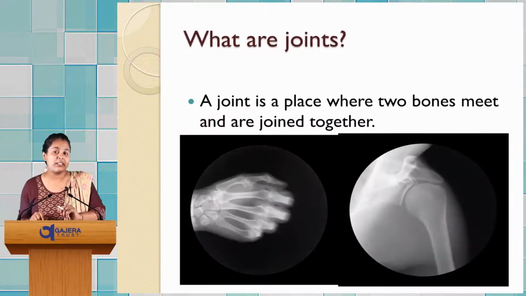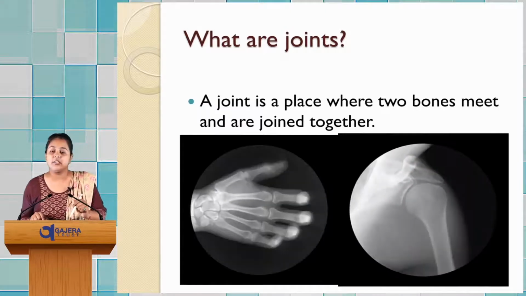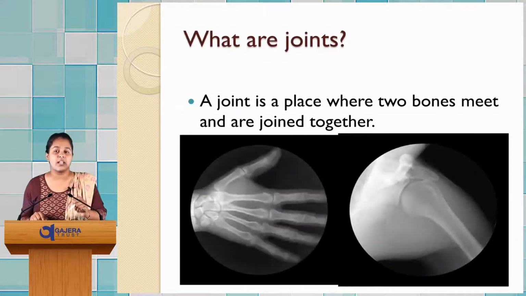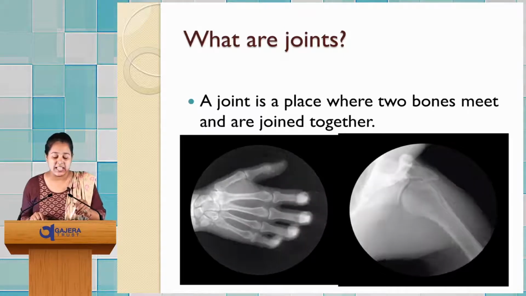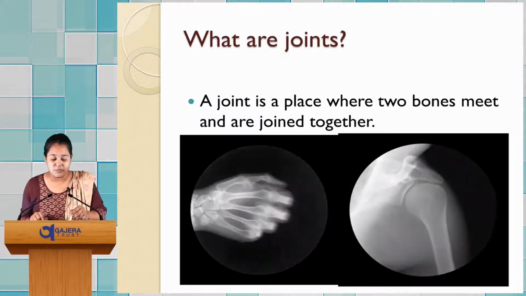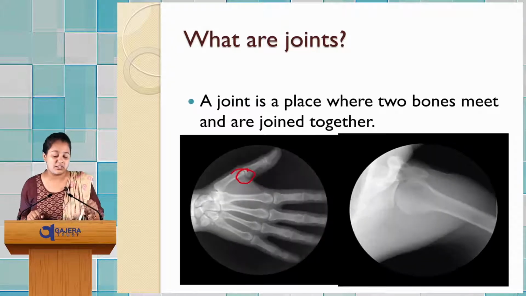Before we learn about the types of joint, we must know what are joints. So over here we have the simple definition of joint. A joint is a place where two bones meet and are joined together. In these images you can see, over here two bones are meeting each other. That place will be known as joint.